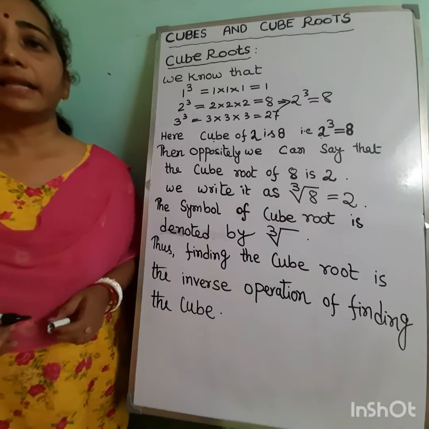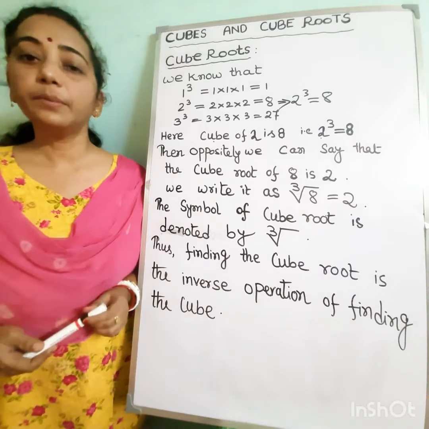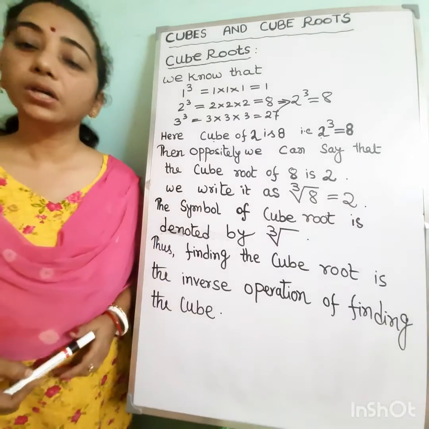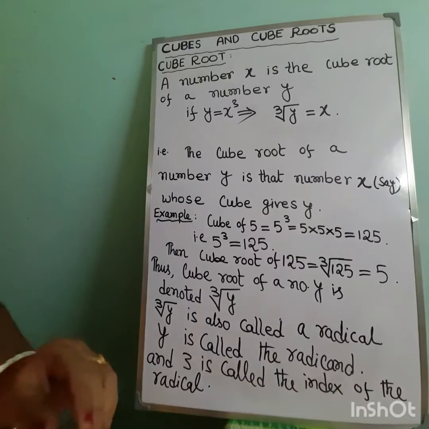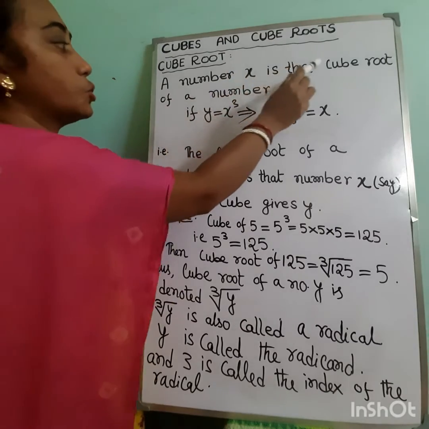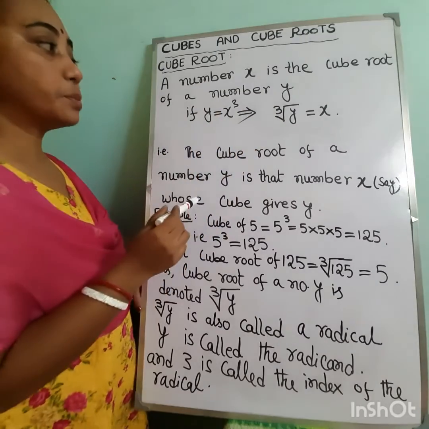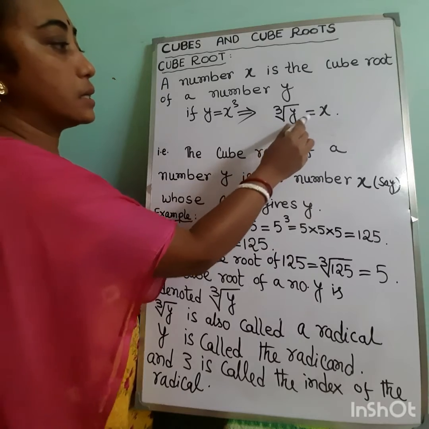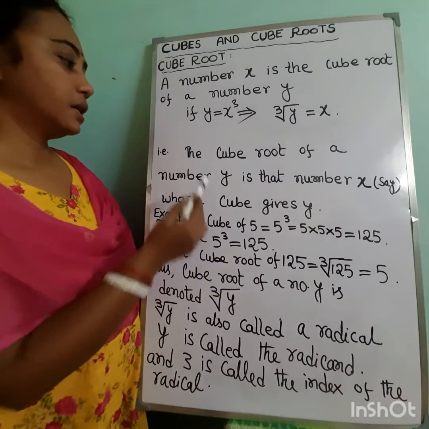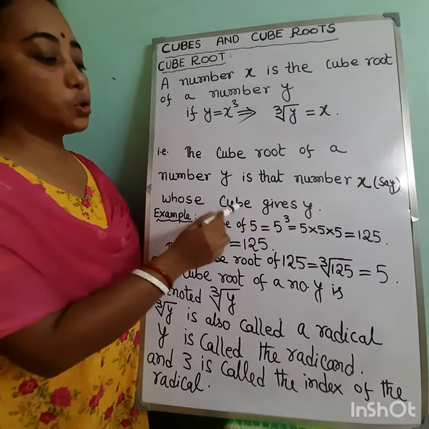As we have learned that finding the square root is the inverse operation of squaring, similarly finding the cube root is the inverse operation of finding the cube. Thus, we can say that a number x is the cube root of a number y if y is equal to x cube, which implies cube root of y is equal to x. In other words, the cube root of a number y is that number, say x, whose cube gives y.